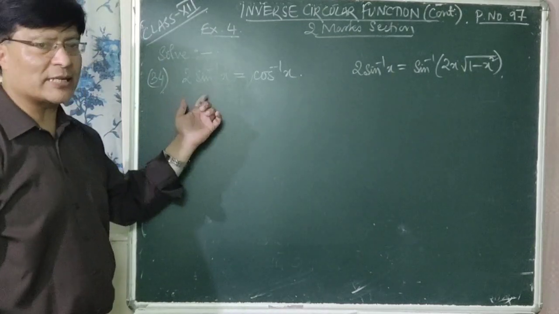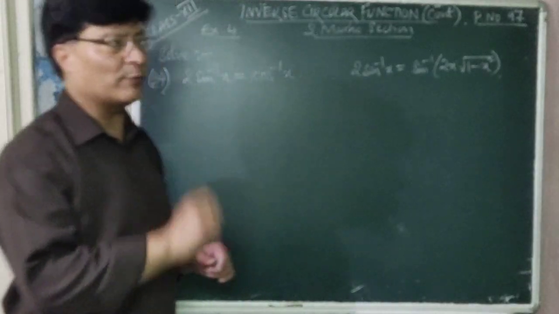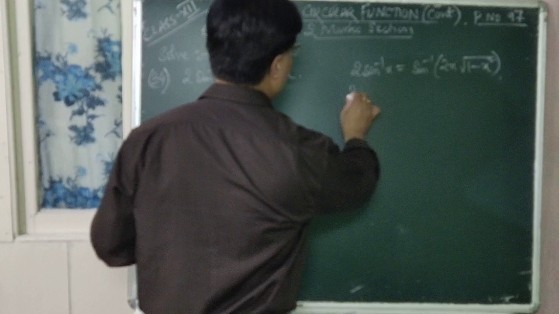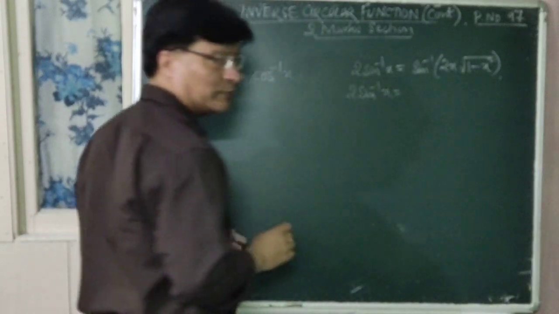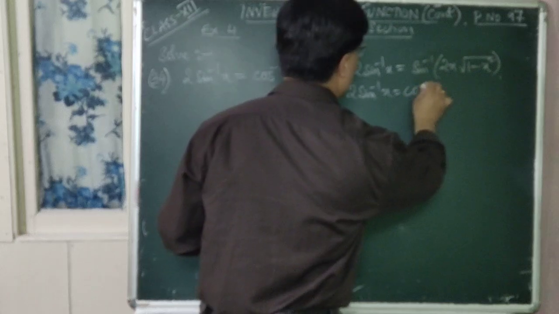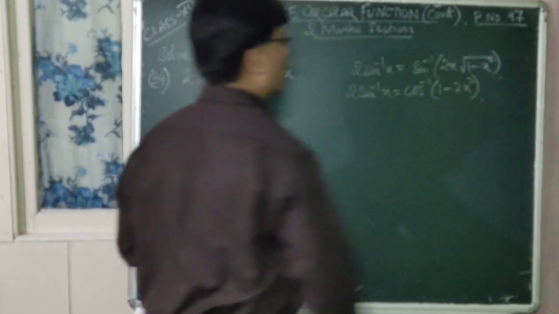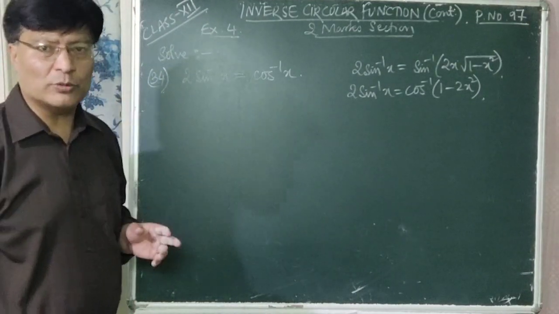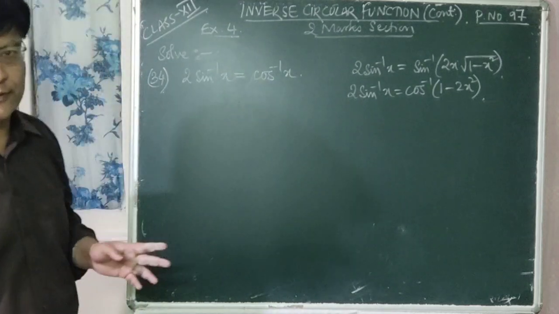The 2 sin inverse x, what should we convert it to? We should convert it to cos inverse x. So there is another formula for 2 sin inverse x. There is another formula for 2 sin inverse x. What is that formula? 2 sin inverse x is equal to cos inverse 1 minus 2x square. So which one is used among these two? The second one, because the right hand side is in terms of cos inverse.